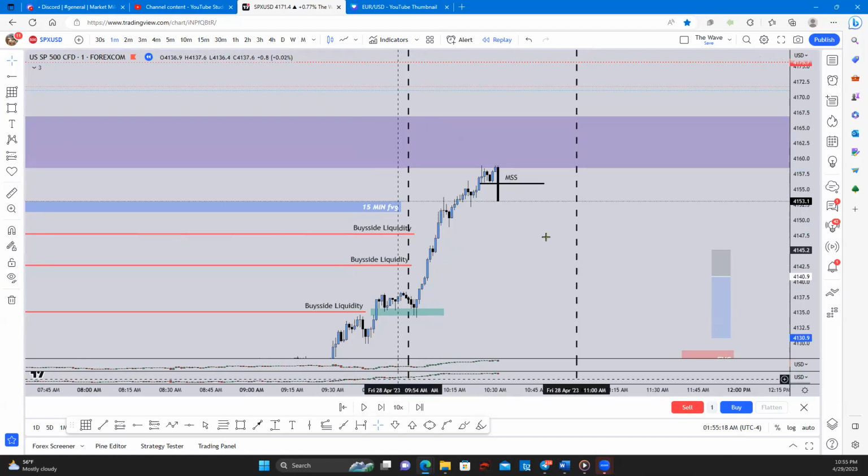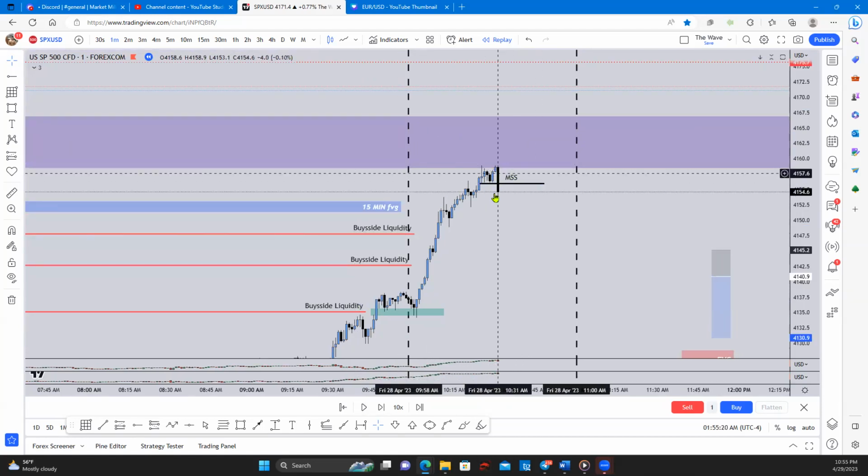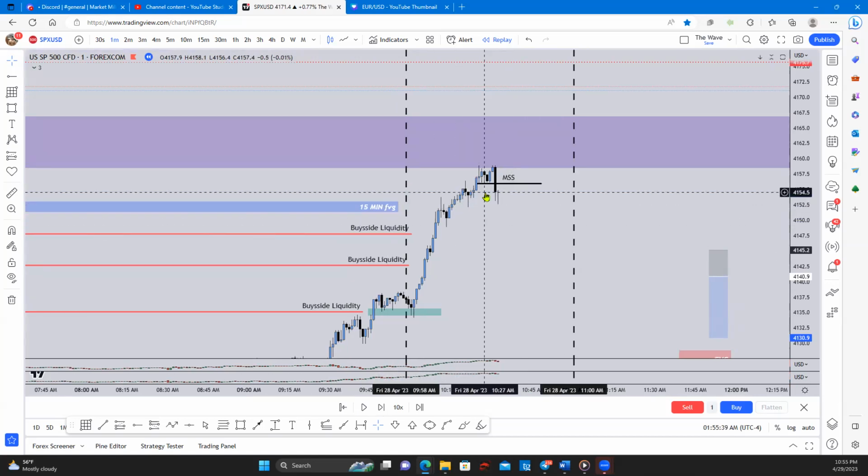So I wanted to wait for a reaction here. We get a big displacement down, market structure shift with the candle closing below this swing low. That's a great confirmation plus displacement. At this point is where I was telling my group in the Discord, wait for the next candle to form to create the fair value gap. And as we see, we get this candle formed.